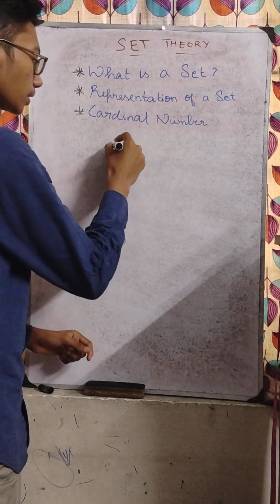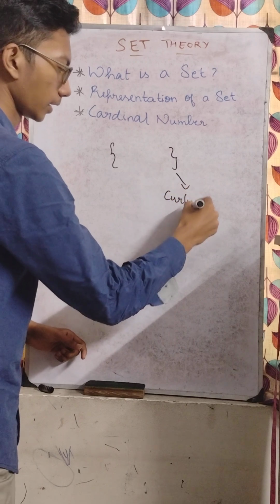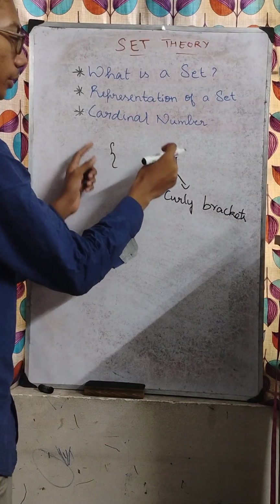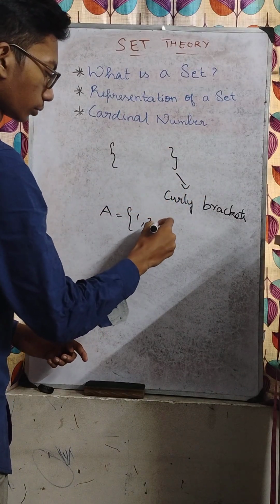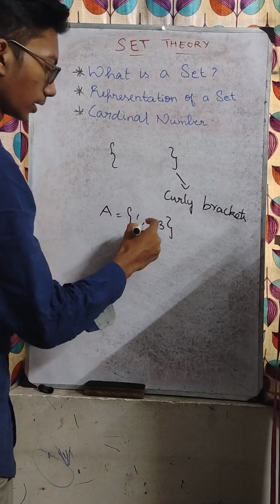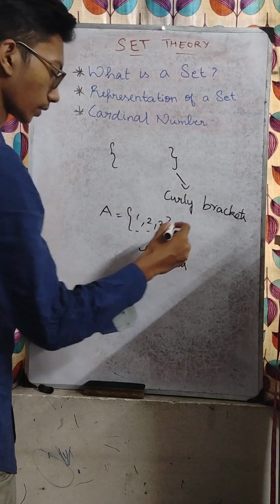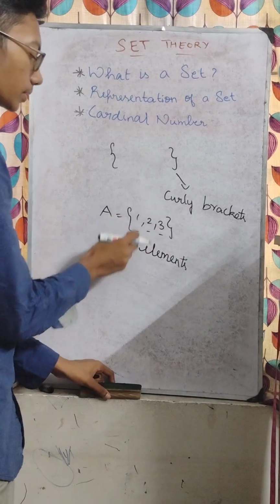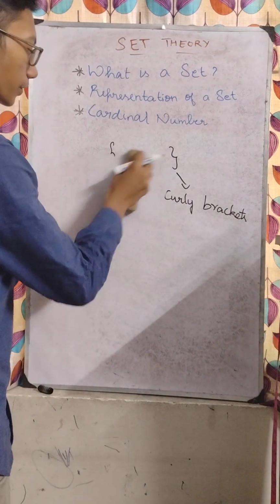So it is usually represented like this. These are called curly brackets. A set is usually represented between these curly brackets. Let's say a set A is 1, 2, 3. So let's say this is a set. The name of the set is A, and these are the elements. This is how we will write that: the name of the set, the elements, and it is denoted with these curly brackets. So this is the basic of a set.